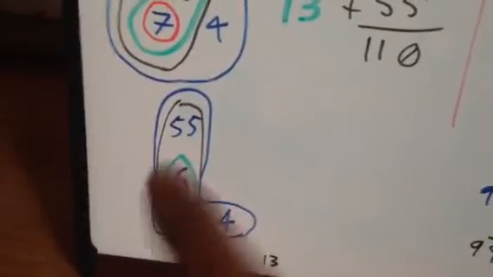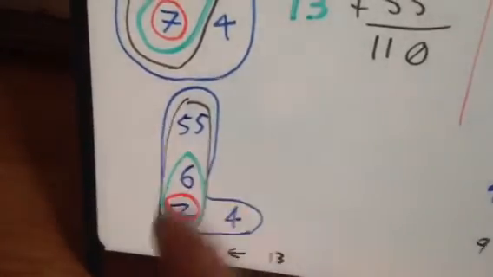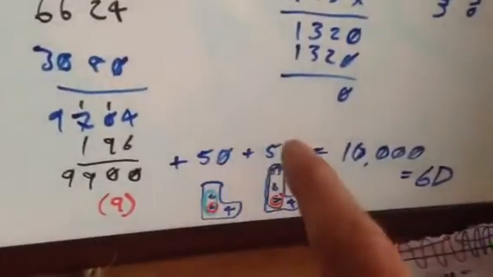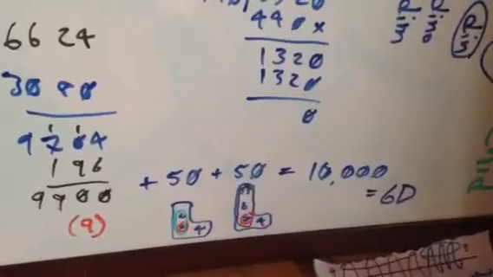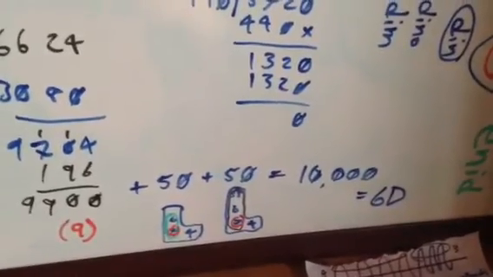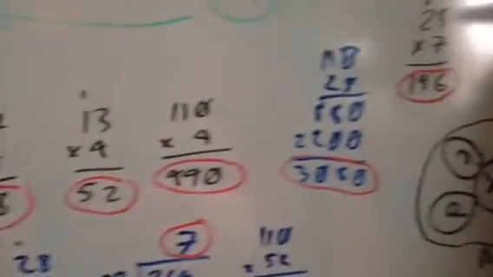We made a 6, 7, 4 and a 6, 7, 55, 4. So we're going to add 50 and 50. And we're going to get 10,000, which is what? Definition of the sixth dimension? You tell me. Okay? There's my work. You add it up.